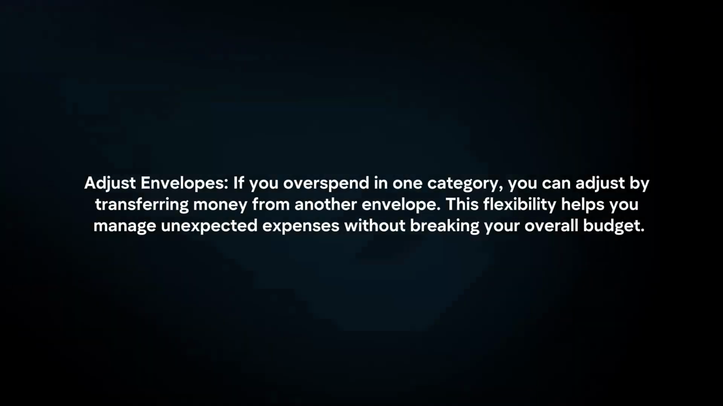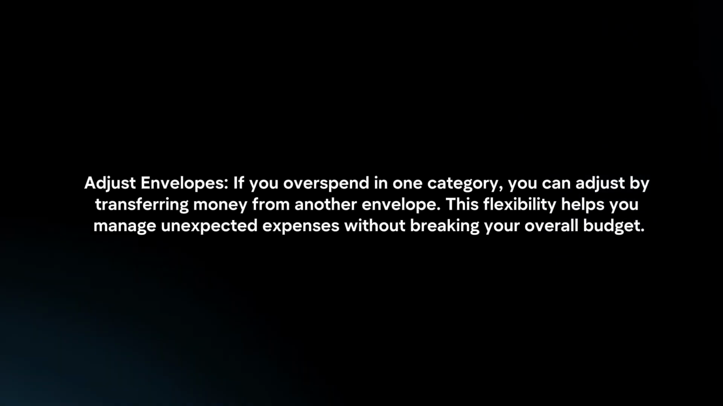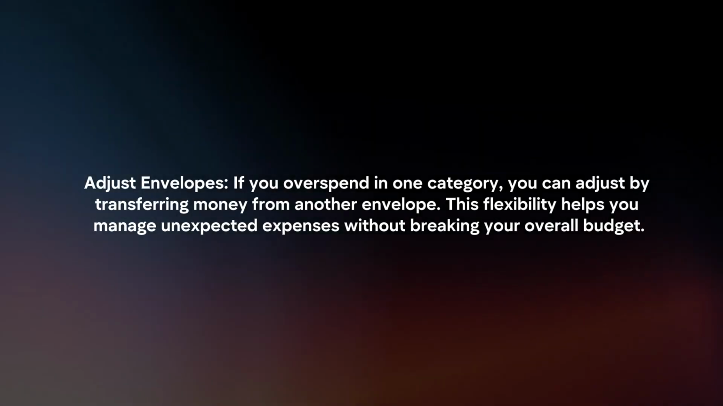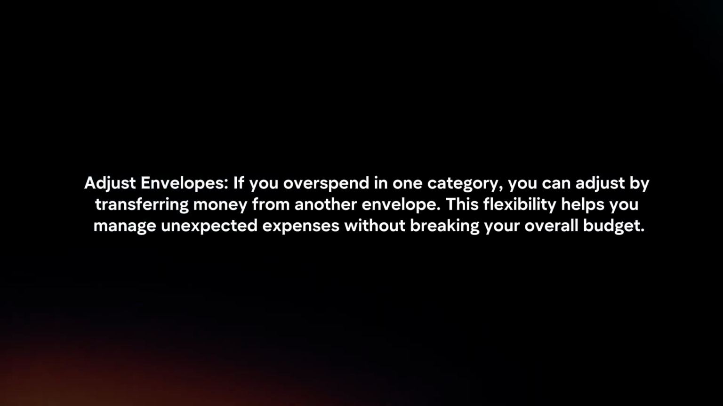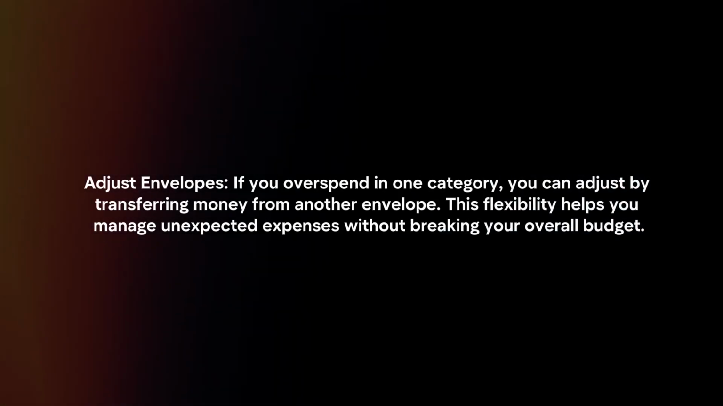Adjust envelopes. If you overspend in one category, you can adjust by transferring money from another envelope. This flexibility helps you manage unexpected expenses without breaking your overall budget.